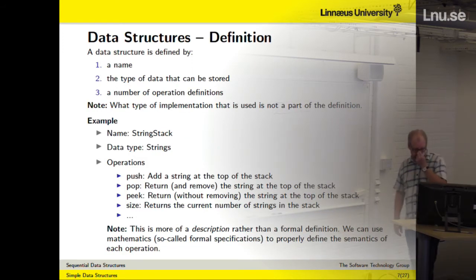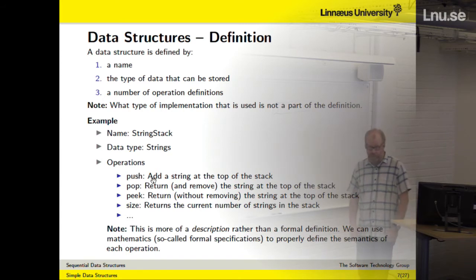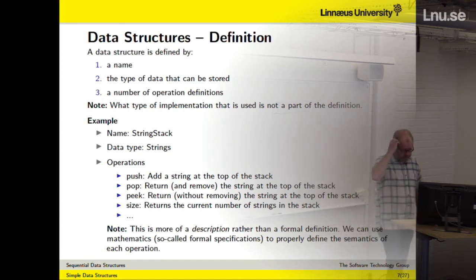What is a data structure? Well, we are saying that a data structure is defined by a name, a type of data that can be stored, and a number of operation definitions. So for example, the name could be a string stack, the data type is strings, and the operations are, here I'm defining what operations we have. This is a data structure.